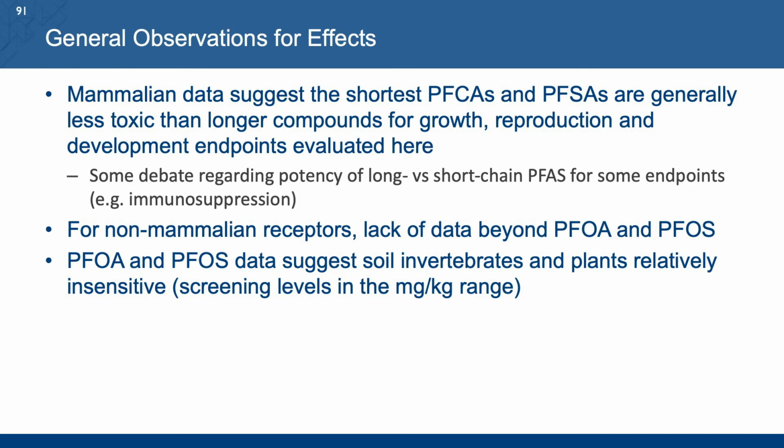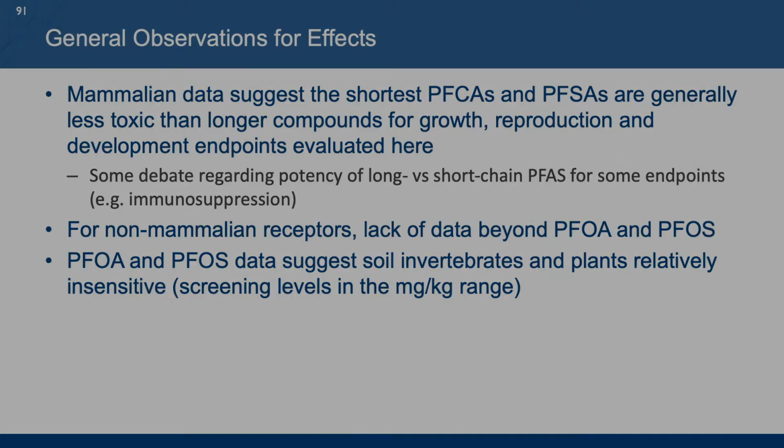For the non-mammalian receptors, that's really a big data gap. We'll talk a lot about data gaps at the very end of the presentation today, but we're missing a lot of the data beyond really the common PFOA and PFOS compounds, for example. And again, good news for the soil invertebrates and plants, they're relatively insensitive, but bad news for the things that eat them. Those screening levels for soil invertebrates and plants generally in the part per million range. And again, the aquatic life values for what we're seeing for PFOA, PFOS, generally in the microgram per liter range.